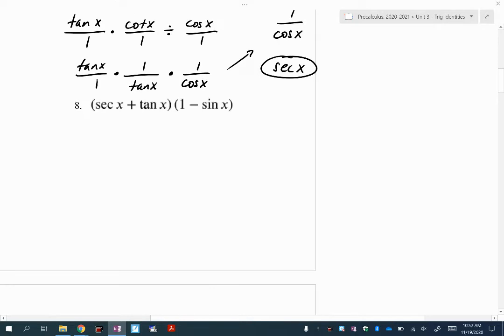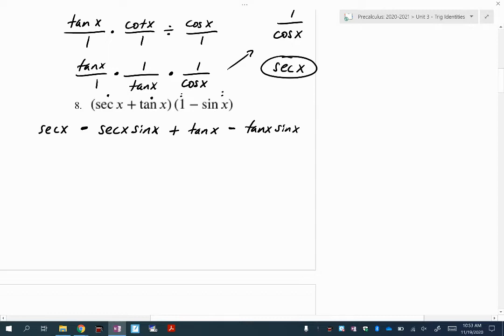Okay, last one in this section. Secant x plus tangent x times 1 minus sine x. I'm going to just distribute this. So I'm going to take secant x and multiply it by both of those. So that's secant x minus secant x sine x, and then tangent of x times each as well, plus tangent of x minus tangent of x sine of x.